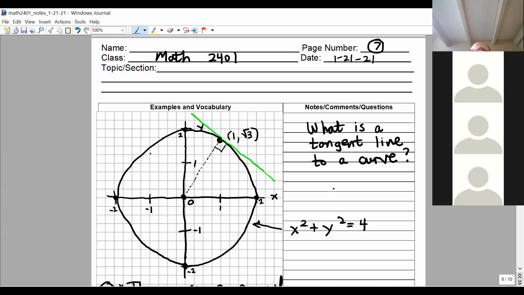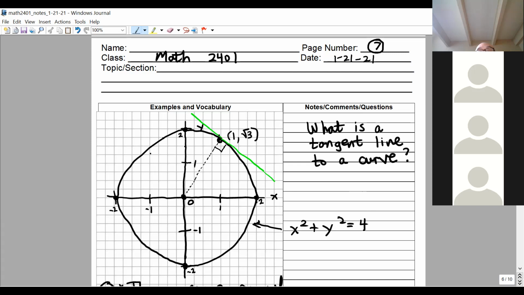All right, so the question in this problem is not whether this is the correct tangent line, because I'm going to assume this green line is drawn pretty accurately. What I want to write down is the equation for this tangent line at this point on this circle. The point is (1, √3), which happens to fall on the circle that has the equation x² + y² = 4, right? So I want to write down the equation for this tangent line.